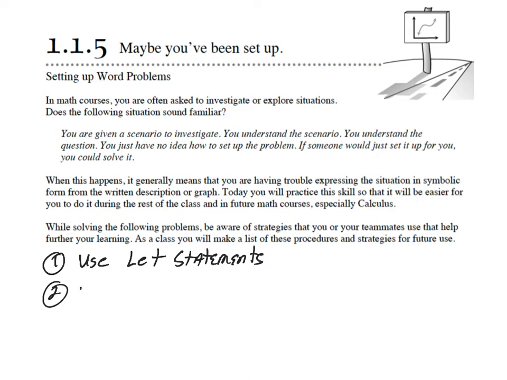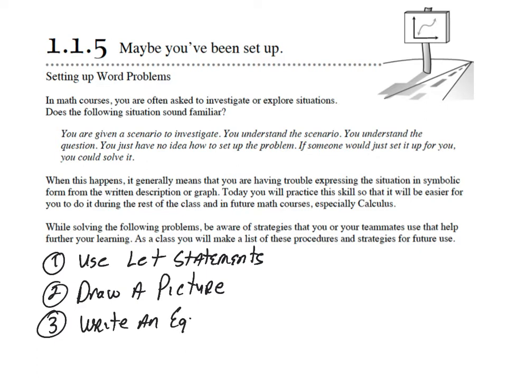2, draw a picture. 3, write an equation. 4, highlight information.